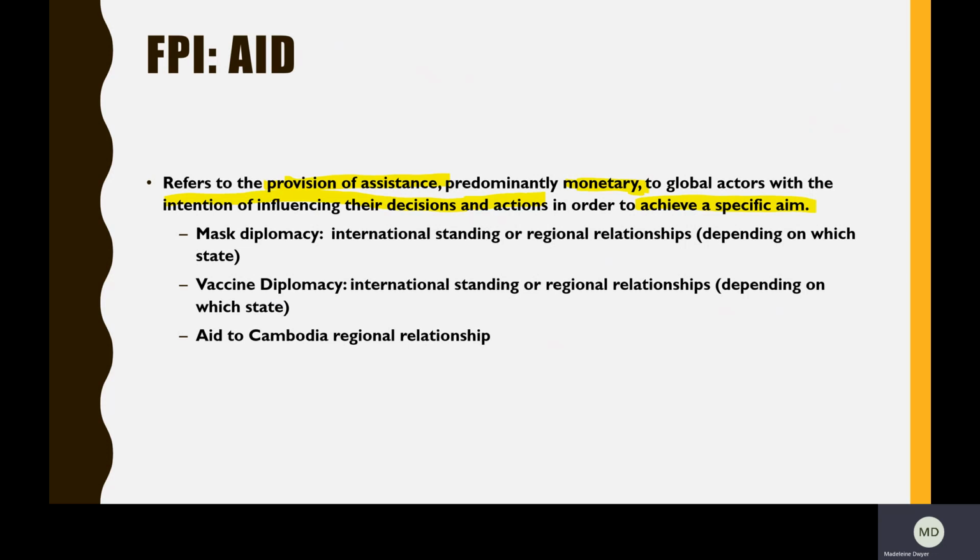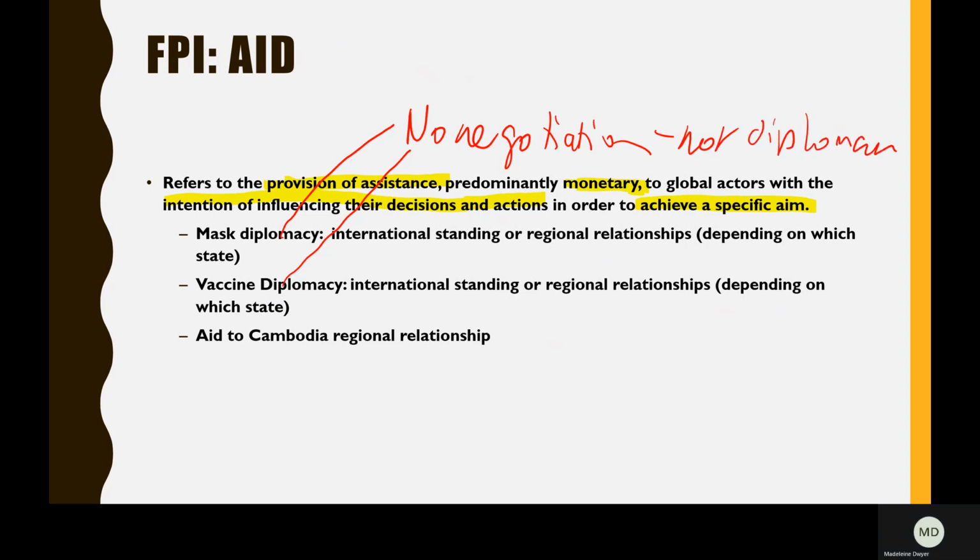Now, we've seen China do this with mask diplomacy and vaccine diplomacy. Please note that I have not put them under diplomacy because there's no negotiation. So it is just aid. It's not diplomacy. It's a really important distinction to know.